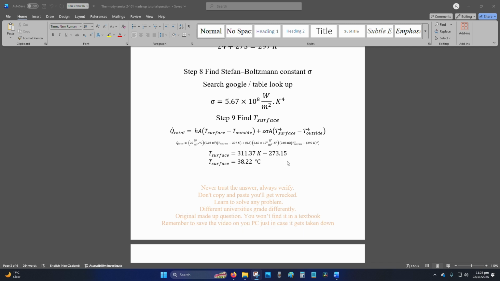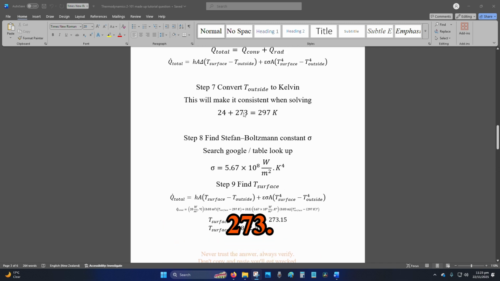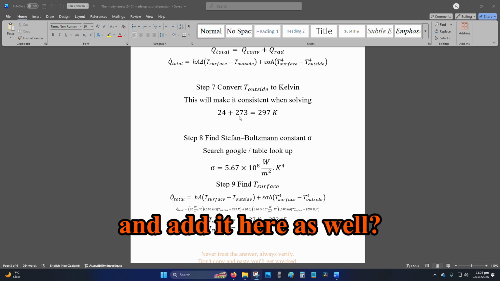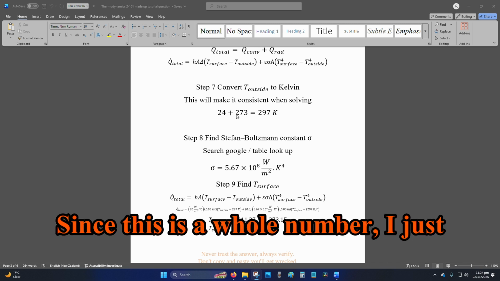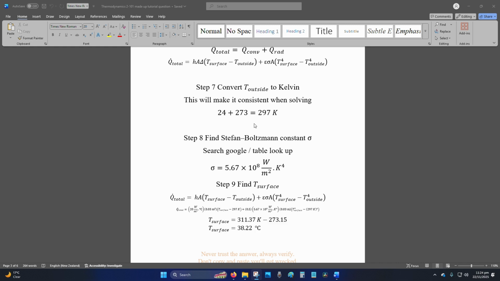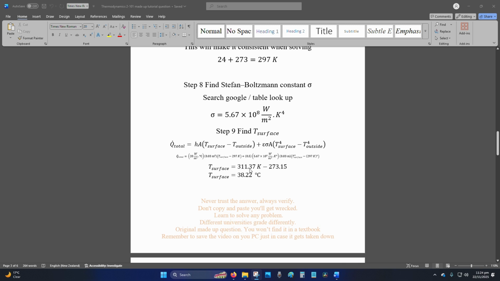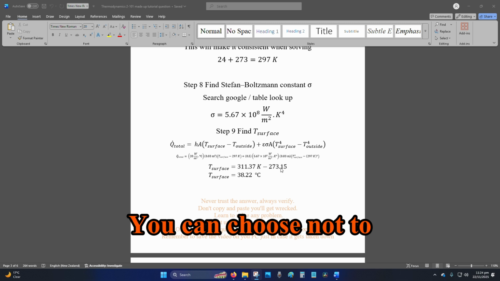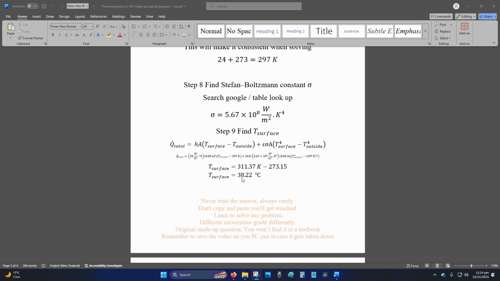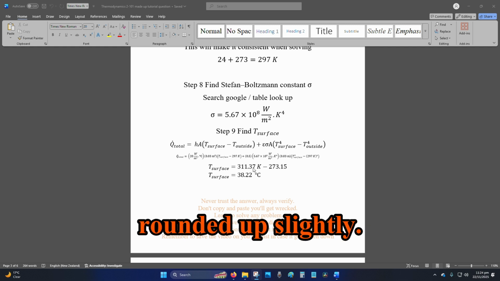Why the 0.15? It's just more accurate than 273. So why not be consistent and add it here as well? Since this is a whole number, I just added 273 as a whole number. For this one, we want it to be a little bit more accurate. So that's why we've got the 0.15. You can choose not to have the 0.15 if you wish, and the numbers will just be rounded up slightly.